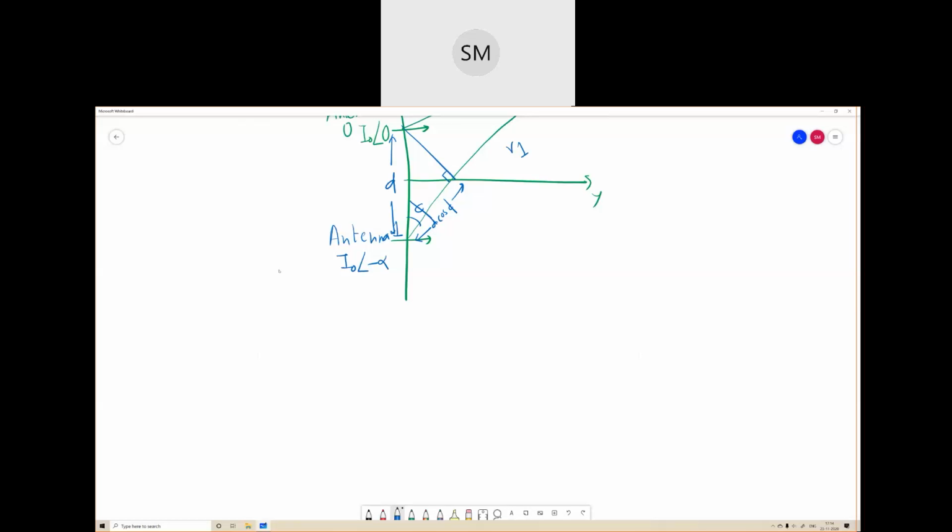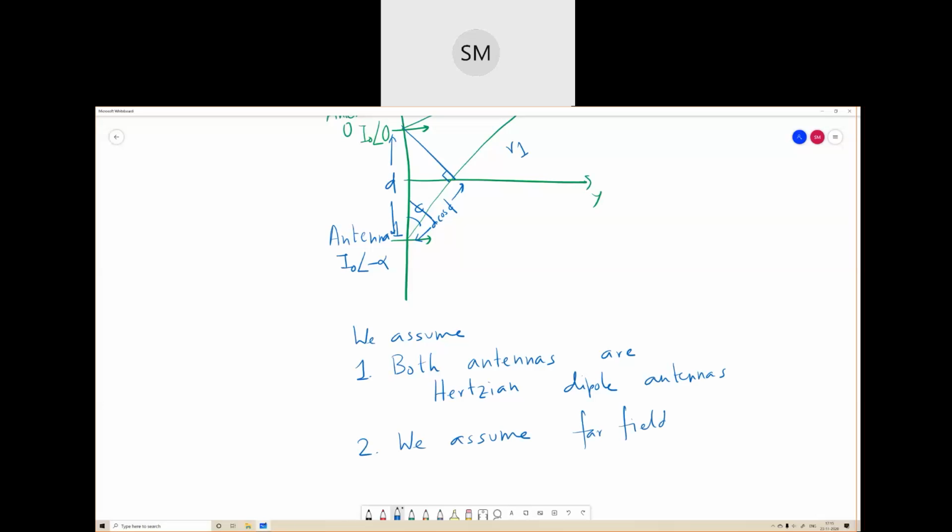Now, we assume two things. Number one, both antennas are Hertzian dipole antennas, and number two, we assume far fields.